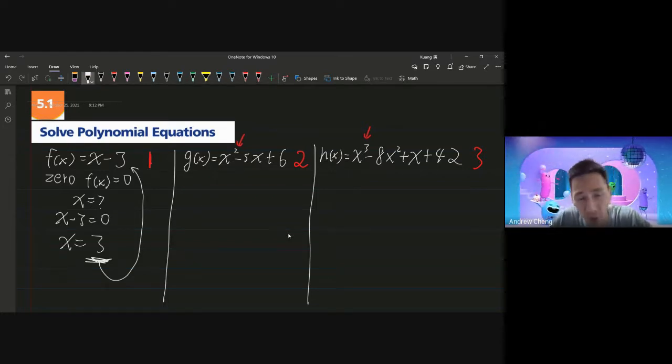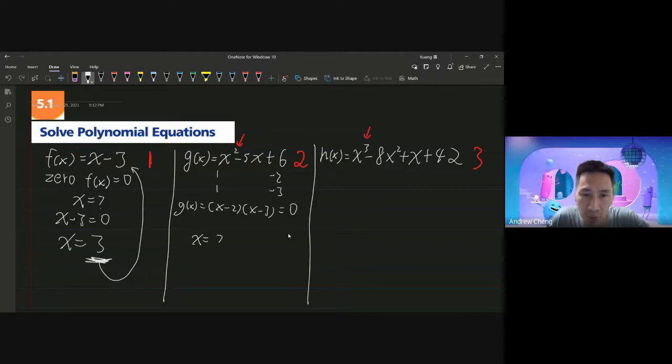So we already know how to solve a degree 1 equation. We learned that in grade 7, right? How about a degree 2 polynomial equation? We can use factoring. So g of x equals x minus 2 times x minus 3. To find the zero, I need to set this equal to 0. So x might be 2 or 3. This is a fact.